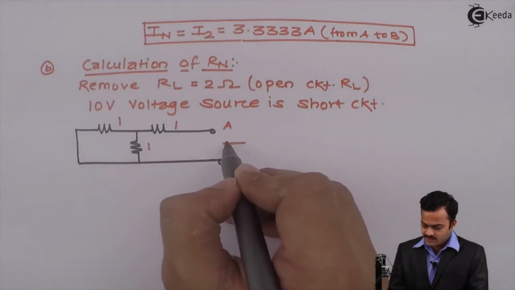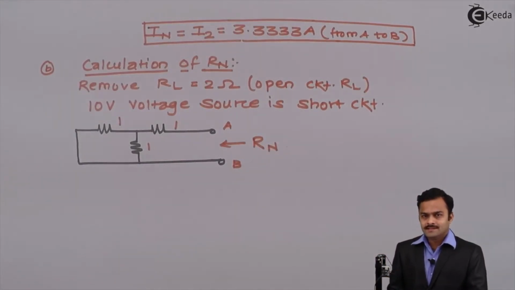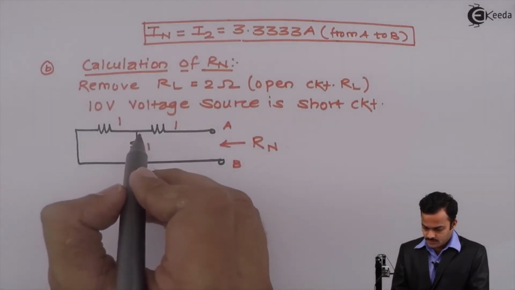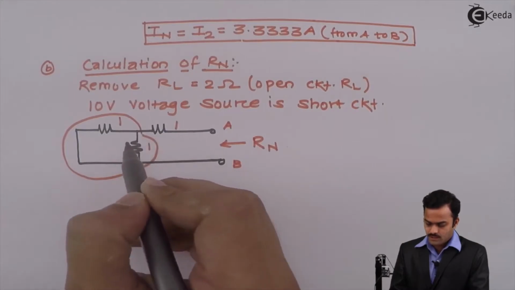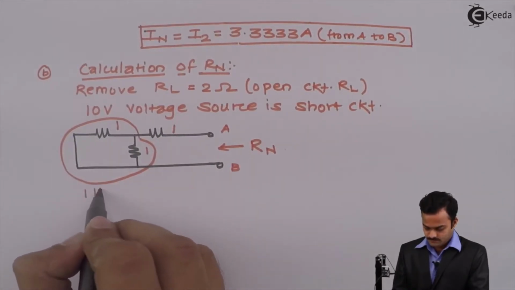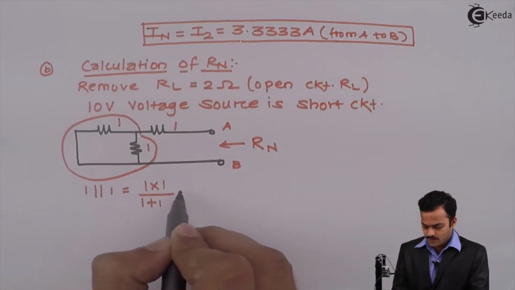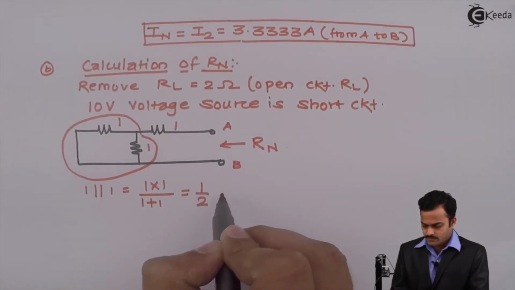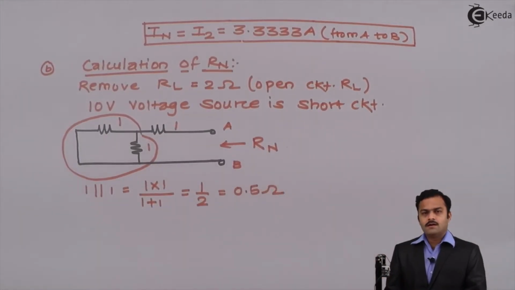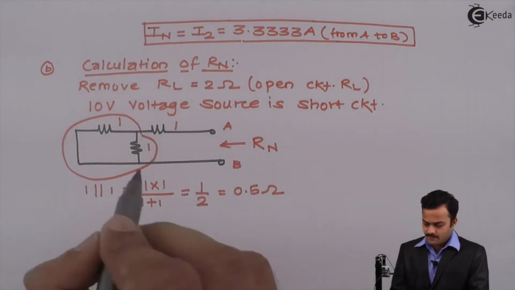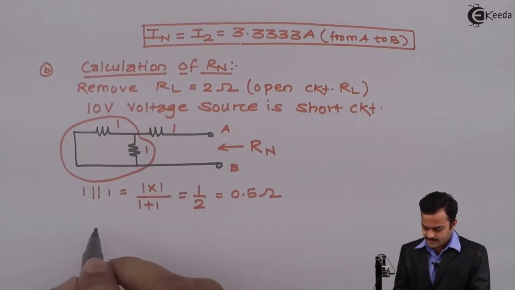Now across these terminals we are supposed to find out RN using series parallel combination. So here it's very easy. This 1 ohm and this 1 ohm are in parallel. So it is 1 into 1 divided by 1 plus 1. The answer I will get is 1 by 2, which is nothing but 0.5. And this 0.5 will come in series with this 1 ohm. So actually I will get a circuit like this.